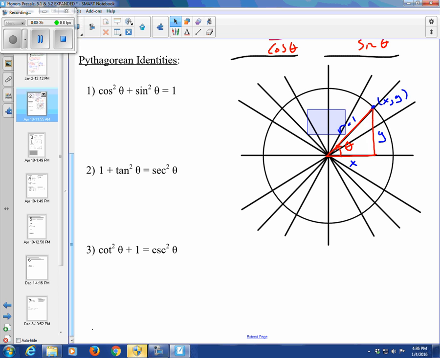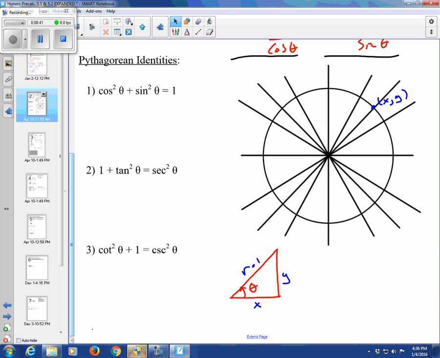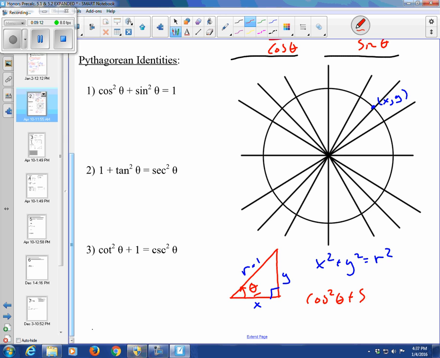So let's take this reference triangle and bring it down and take a look at it. Now, if I were to apply the Pythagorean theorem, I could say here that for my reference triangle, which is a right triangle, I have x squared plus y squared equals r squared. Well, right here we know on the unit circle that the x values are cosine of theta. So right here we could substitute in for x cosine and get cosine squared theta. And we know that the y values are sine of theta. So right here we could substitute in sine of theta and get sine squared theta.